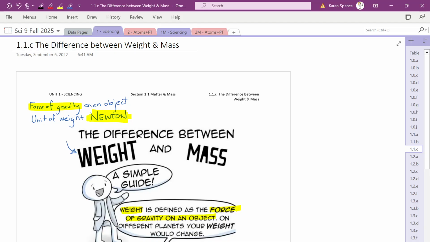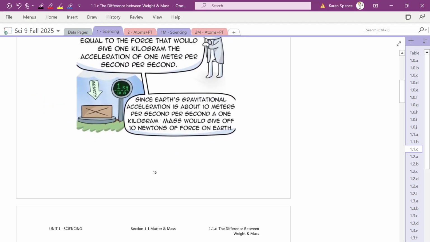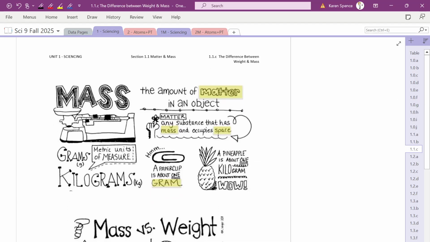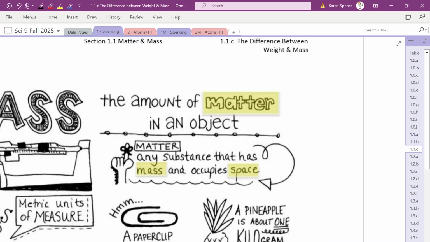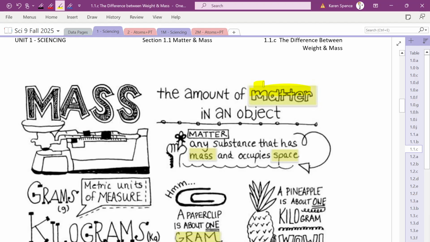And now we're going to go to page 2. Second page, so page 16. What is mass? Tell your partner, what is mass? Mass is the amount of matter in an object. Okay, so we have the amount of matter in an object.